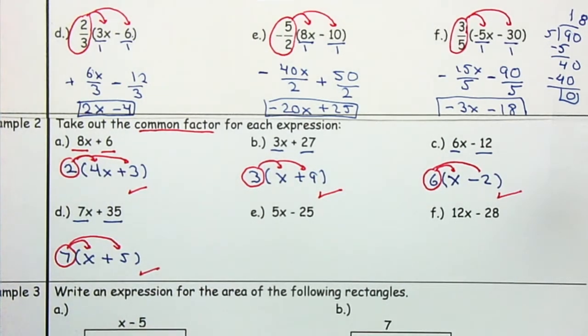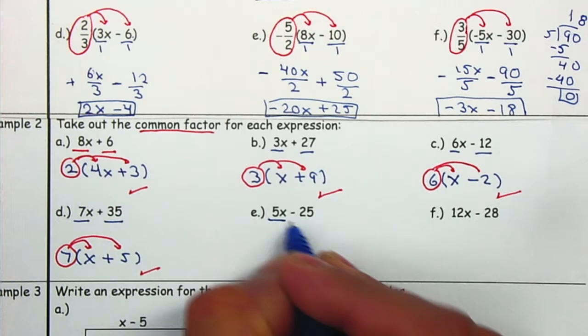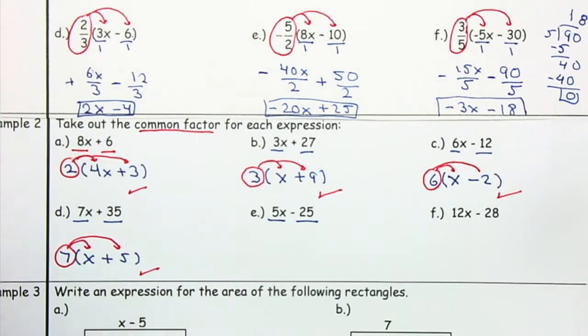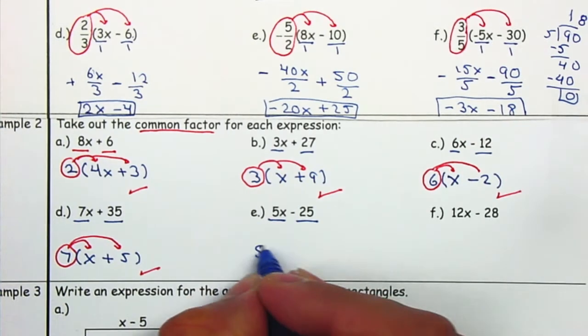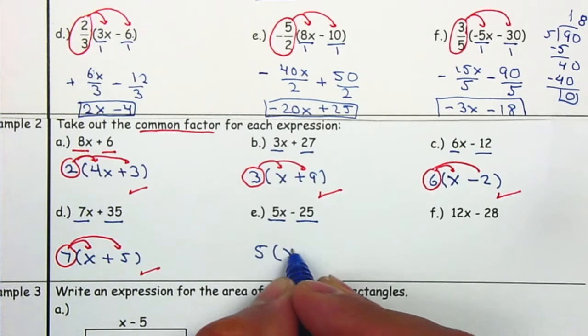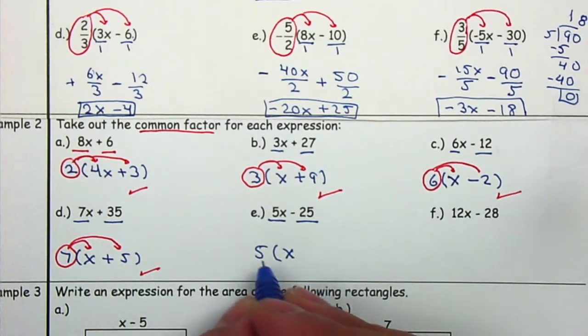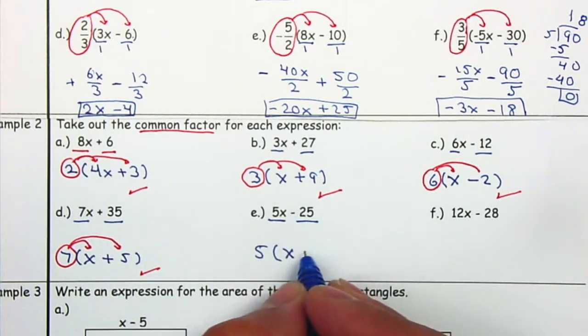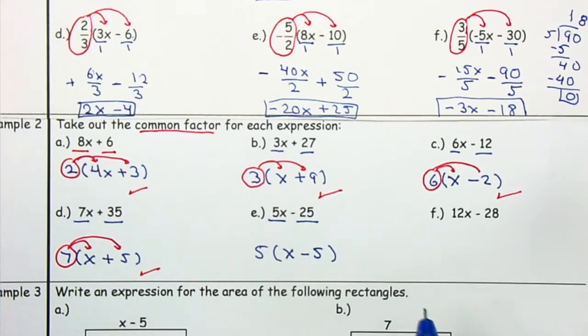Letter E. One number divides 5x, that also divides 25. 5. Open your parentheses. What do I need to multiply 5 to get 5x? 1x or just x? What do I need to multiply 5 to get negative 25? Negative 5.